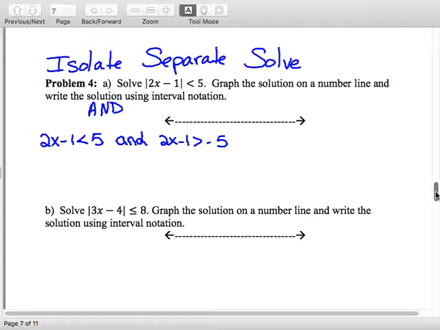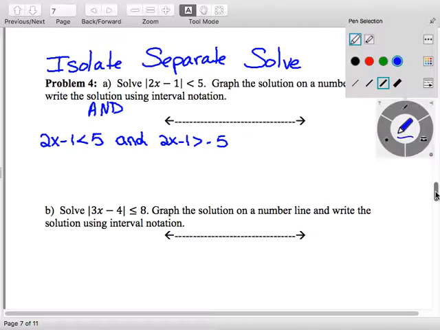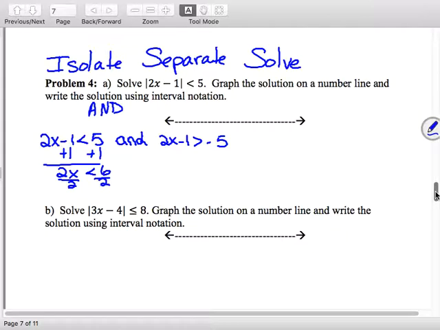Go ahead and solve those, and it's an and, so your and should be an in between. So on my first piece, I'm getting x less than 3. Now I'm going to go do the other piece.